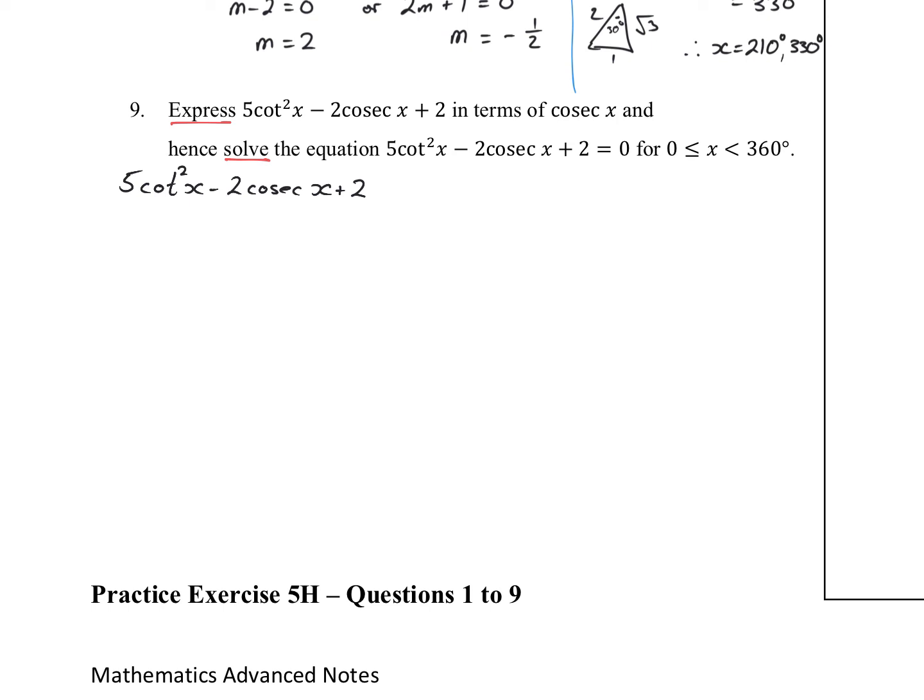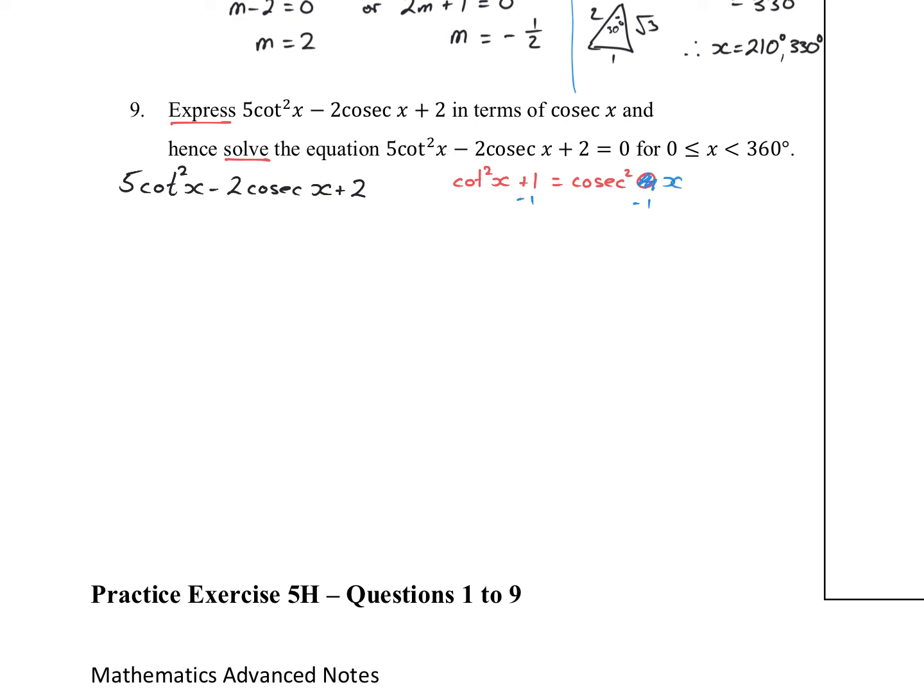Okay, so I'm just going to write that here. We've got cot squared theta, but I'm going to use x, plus 1 is equal to cosec squared theta. That means I can replace cot squared x with cosec squared x minus 1, because I take away 1 from this side and 1 from this side to make it equal cot squared x. Everyone happy with that? Oh, that should be x, yeah.